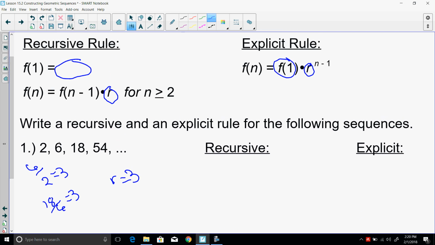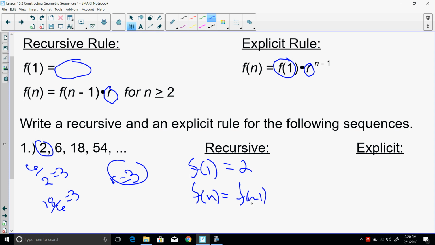My recursive sequence only requires me to know the first term and the common ratio. So what do I write? I say, all right, well, f of 1 is equal to, what I already knew it to be, 2. And then f of n, which is already part of it, is equal to f of n minus 1. Notice that's constant, times the common ratio, which is 3. Okay? And then obviously we could add that to it over there, but I don't have enough room here, so I'm not going to write that. For n greater than or equal to 2.